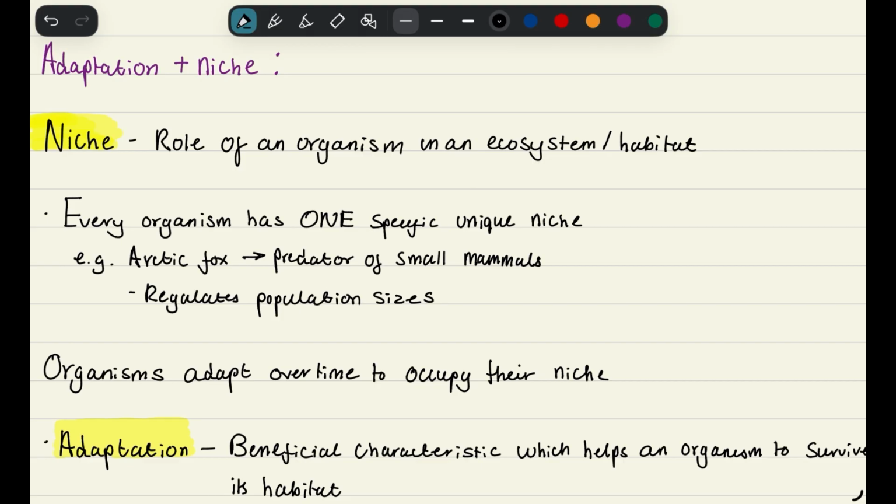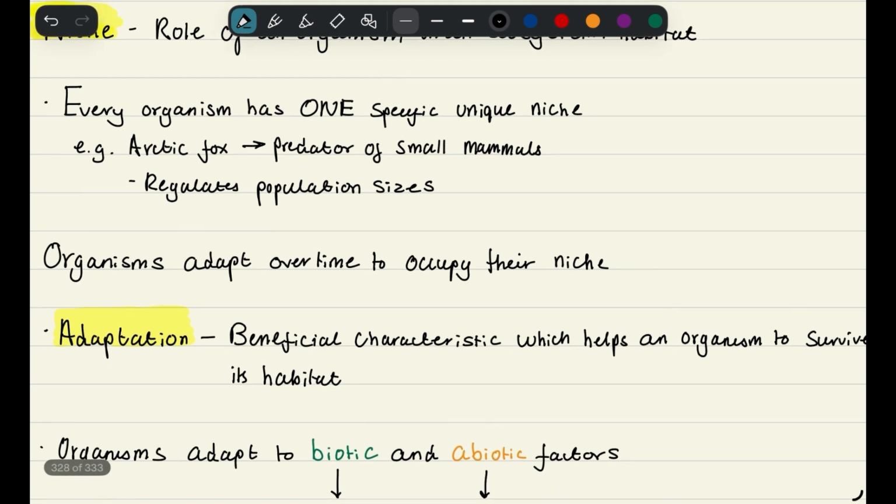Why is it important that each species has one niche? In this context, it regulates the population size. So for example, if we had another animal which was a predator for these small mammals, then that means the number of small mammals are going to go down. Arctic fox are going to die out because they don't have enough prey. Also, it means that your small mammals are going to die a lot more quickly. They won't be able to recover as much from this predation. So very important in terms of regulating population sizes, these predator-prey relationships.